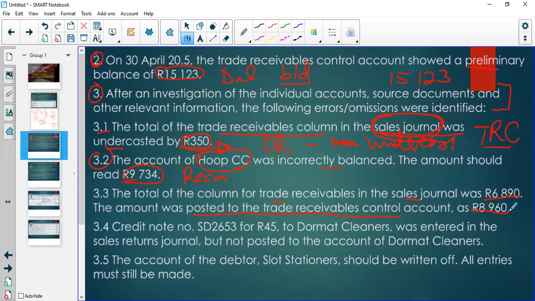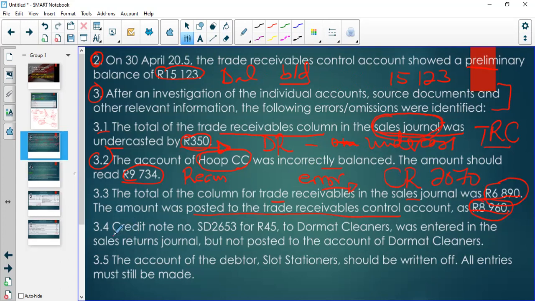The amount was posted to the trade receivables control as 8960. All right. So remember that this is what we've been talking about. We have to physically write the figure, which is the correct one, and we said we debited trade receivables with 8960, and that's too much. It's an error. So to reduce the trade receivables balance, we have to credit the extra amount. So the excess there is 8960 minus 6890. So we have 2070 on the credit side to reduce, because this is too much by 2070.